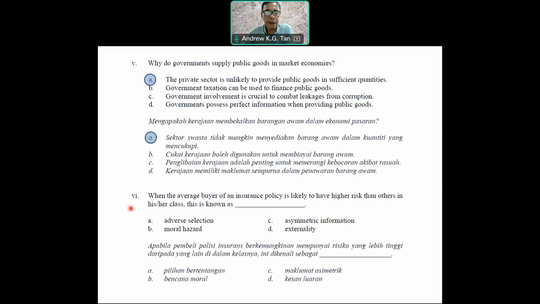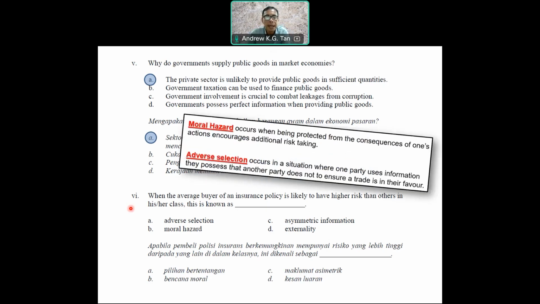Number 6, when the average buyer of an insurance policy is likely to have higher risk than others in his or her class, this is known as what? Is it a moral hazard problem or an adverse selection problem? Where one party has higher risk compared to the other, then this is an adverse selection problem.